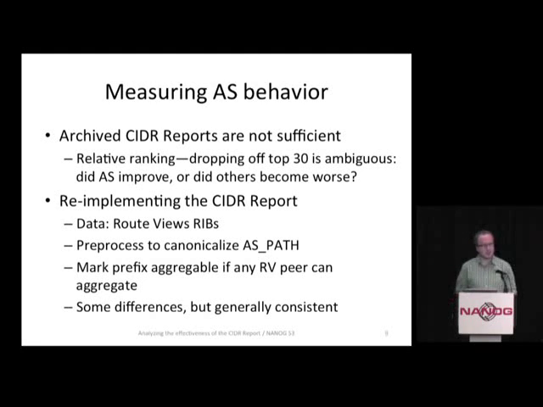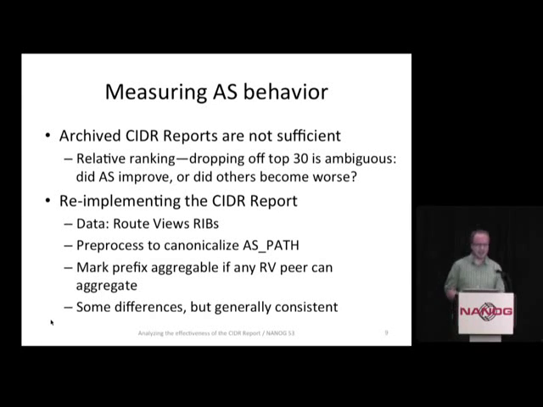So in terms of actually measuring the aggregation behavior of ASes, it would have been really nice to be able to just go to the CIDR report on the NANOG list archives, pull them, parse them, and say, does AS X drop once they first appear? However, because of the relative ranking of the CIDR report and the fact that it's only 30, it's really ambiguous what happens when someone drops off the 30. Did they actually get better, or did someone else just get worse and push them off the bottom?